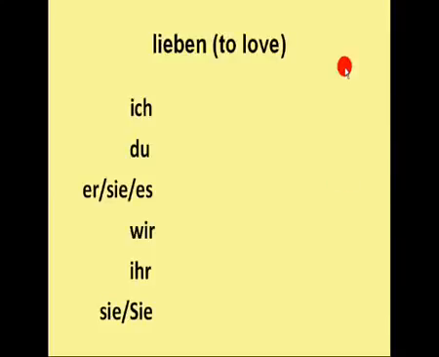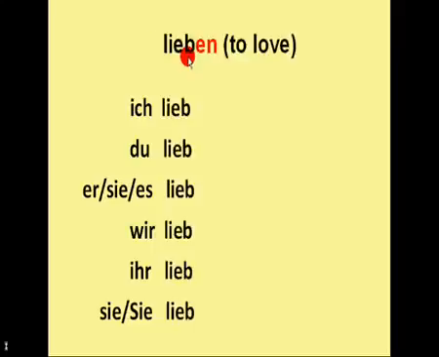As you can see, lieben has the ending en, and the word stem is lieb, L-I-E-B. So, do you remember what kind of ending each word stem has? For ich, it's an e, ich liebe. For du, it's an st, du liebst. For er, sie, es, which means he, she, it, it's a t, er liebt, sie liebt, es liebt.